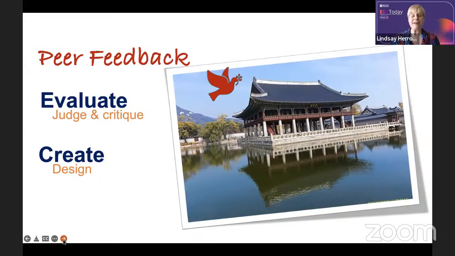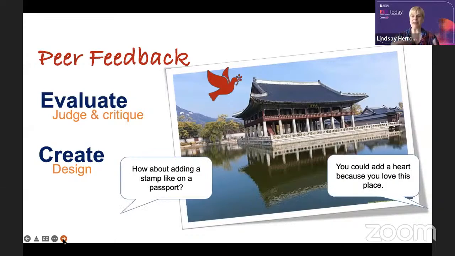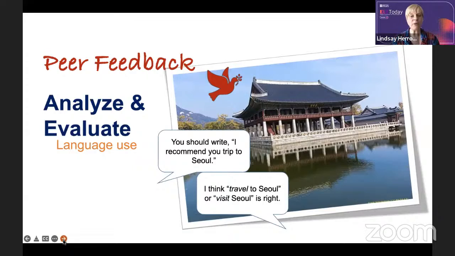And then the process of peer feedback also involves these same higher order thinking skills as students evaluate, judge, critique, make suggestions to help the design improve, like maybe adding a stamp or a heart. And this is involved in the language use also, as students analyze and evaluate the language that is being used in the multimodal project and try to make it as correct and nuanced as possible.